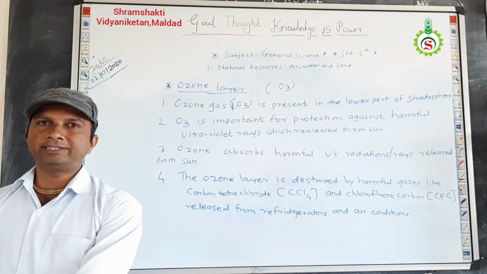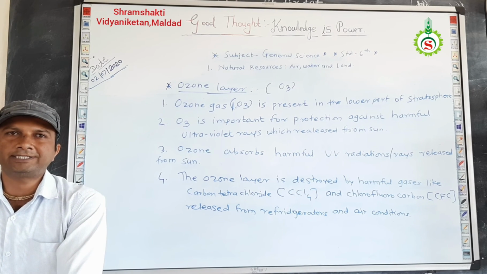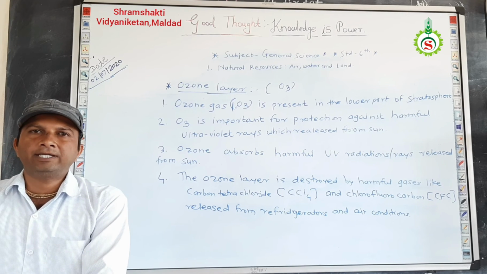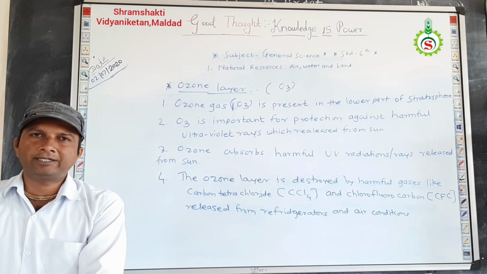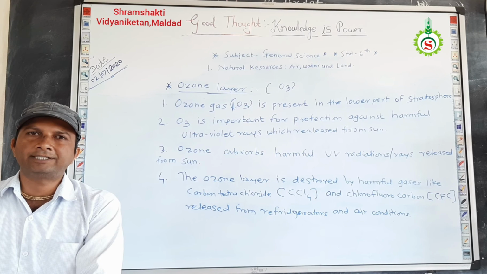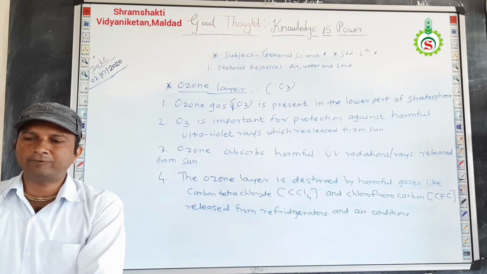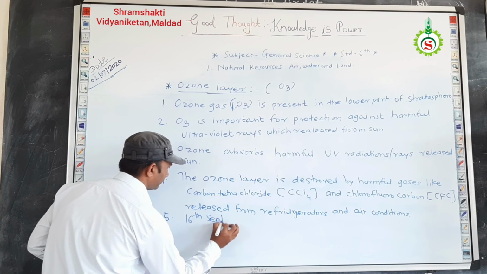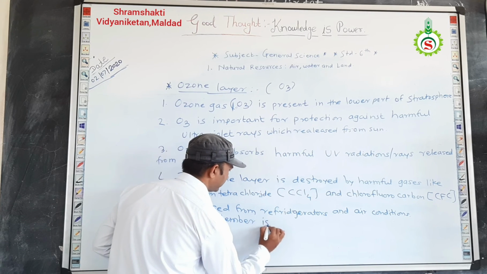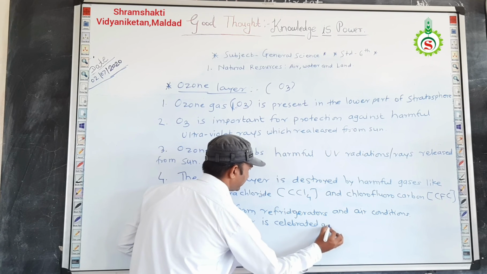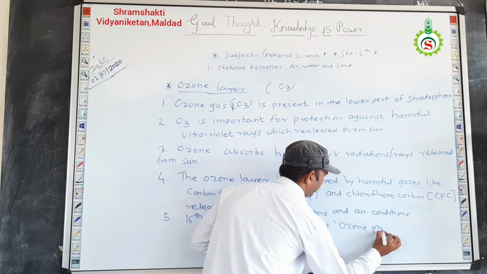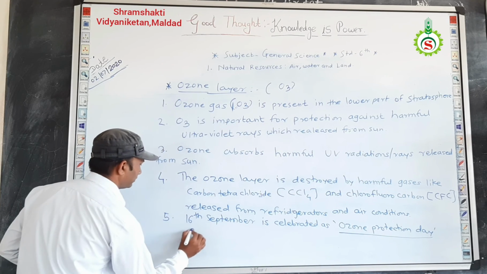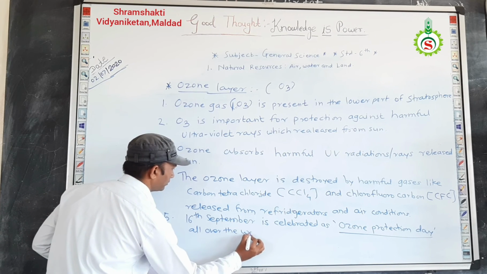Then next point. Now, the ozone day is celebrated all over the world on 16th September, that day is celebrated as Ozone Protection Day. It means it is the responsibility of each and every individual to protect the ozone layer, and we take care of that. So what is the most important responsibility of all the citizens of the world? Everyone should ban the use of the refrigerator as well as air conditioner at home. So 16th September is celebrated as Ozone Protection Day all over the world.